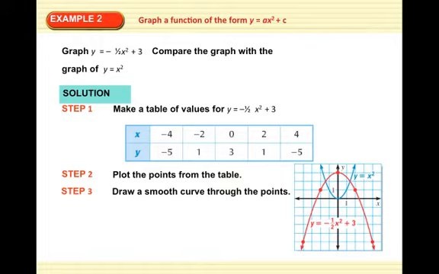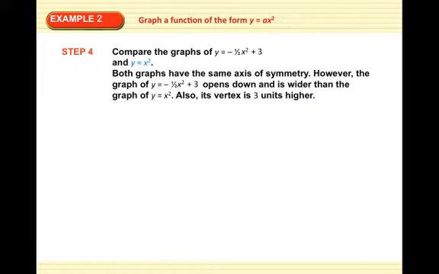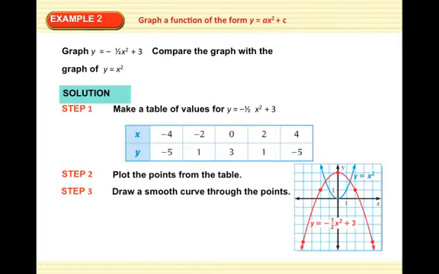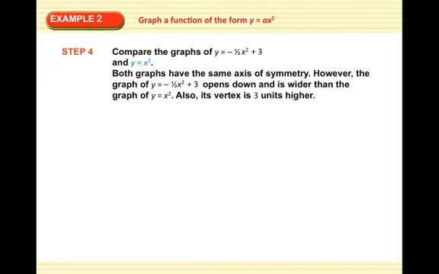Okay, so this time our graph looks quite a bit different than our original graph. Both graphs have the same axis of symmetry. See, they both do. They both have the axis of symmetry still at x equals 0. However, the graph of y equals -1/2 x squared plus 3 opens down, and it's wider than the graph of y equals x squared.